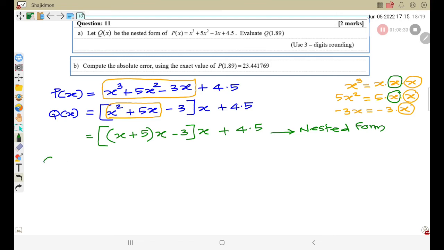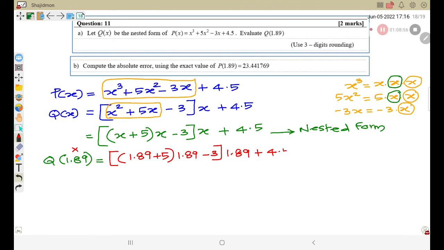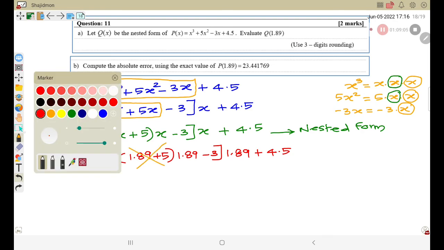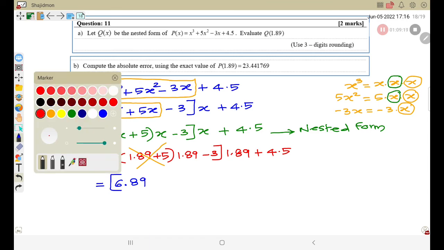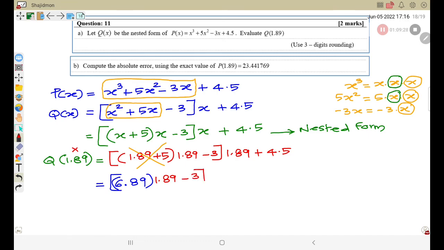Now we are starting the approximation. Q value at 1.89 equals, that means you need to substitute x equal to 1.89. So x number 1.89 plus 5, multiply x number 1.89, minus 3, multiply x number 1.89, plus 4.5. Now one step, one calculation. First we are calculating 1.89 plus 5. What will be the answer? You can write equals 6.89. All other terms remain the same: multiply 1.89 minus 3, multiply 1.89 plus 4.5.